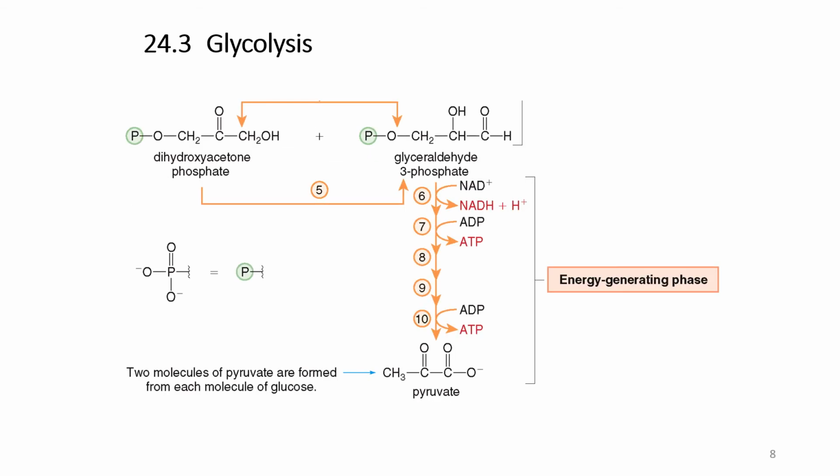So here's that second phase. This dihydroxyacetone, or DHAP, is converted to glyceraldehyde. So now we have 2 of those, and they undergo the same steps until they are converted to pyruvate. And you see we produce NADH and 2 ATP for each of the individual glyceraldehyde 3-phosphates.